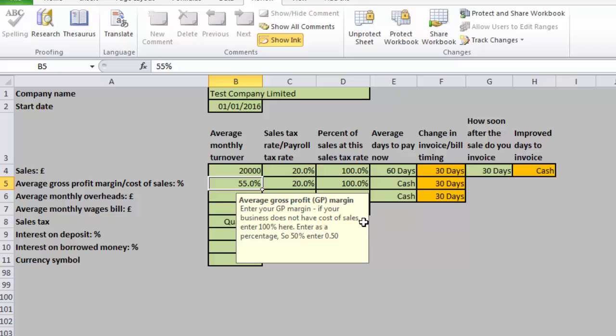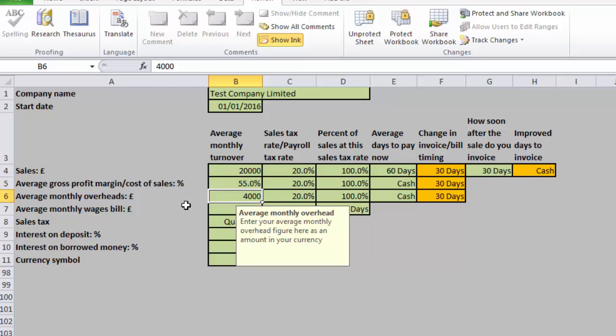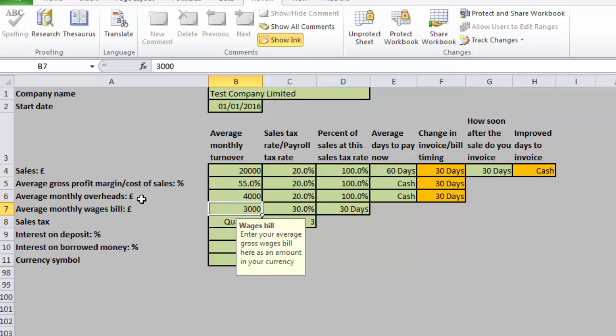I've then put in my gross profit margin here, and in this case I've put in 55%, and that's a percentage figure, and it'll work on the basis that it'll be 55% of your net sales, and it's net of any sales tax. In the UK that's VAT, or sales tax in the country you're in. The next entry is my average monthly overhead. Again, if you're an existing business, look over your last 12 months and divide that by 12 and put your average in there. If you're a new business, you'll need to put in what you forecast that to be. And finally, in terms of numbers, in this cell here, to put in your average wages bill.